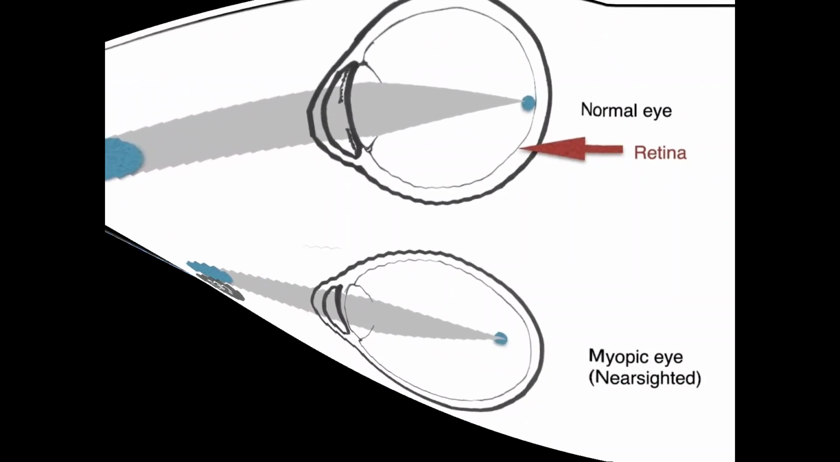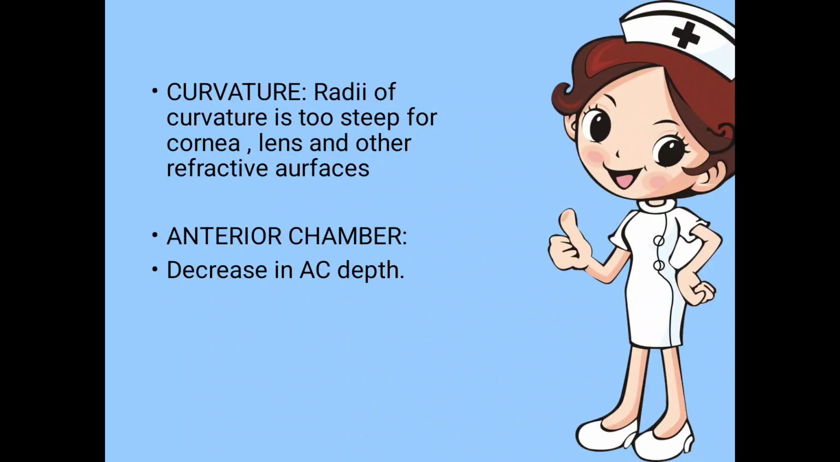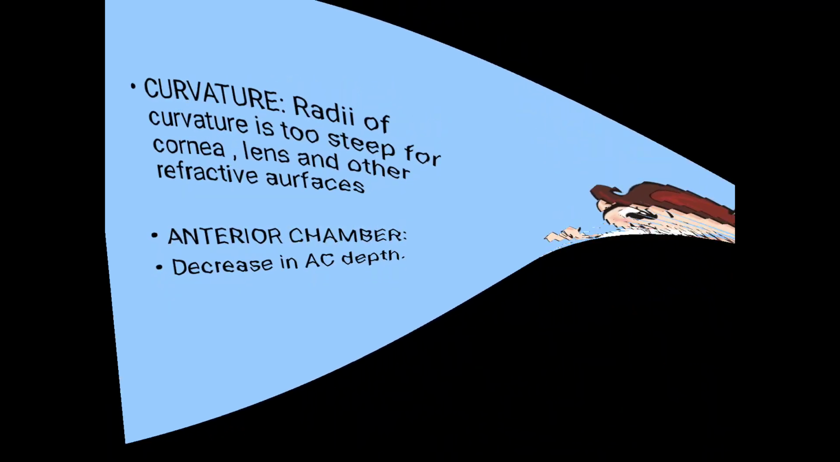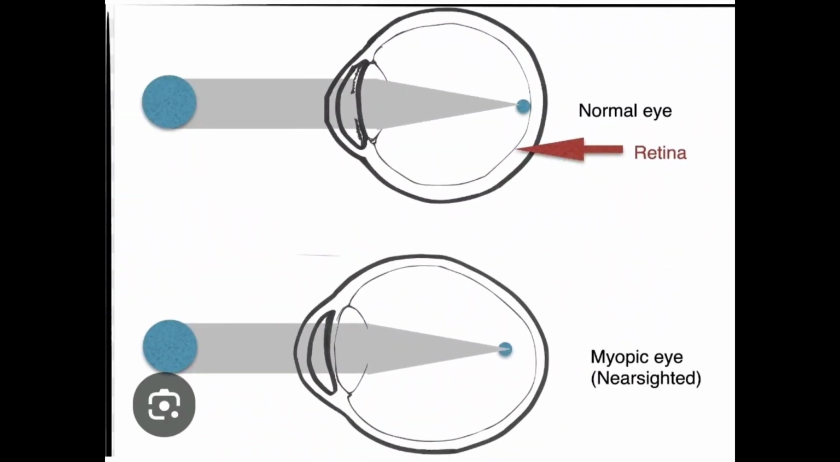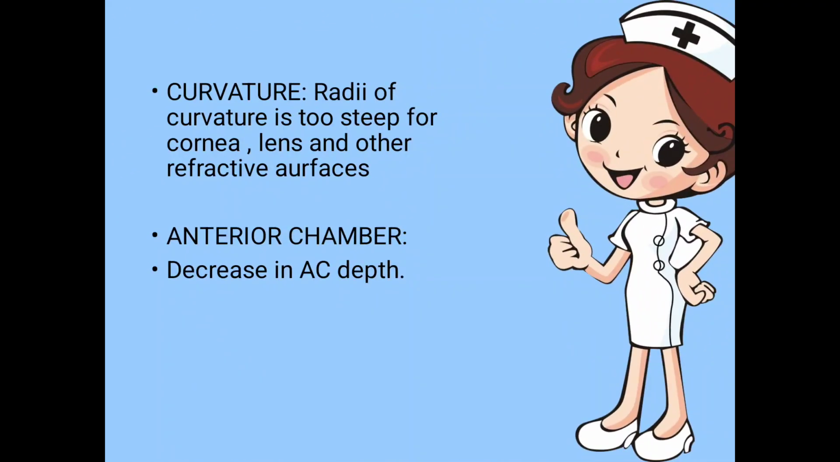Next one is curvature myopia. The radii of curvature are too steep for the cornea, lens and other refractive surfaces. Now the radius, the curves become too steep. If you can see here, this area is more curved, due to which curvature myopia occurs. Sometimes it becomes more steep and curvature myopia occurs. Any of the things, you can say cornea, lens and the refractive surface, becomes too steep, due to which curvature myopia occurs.